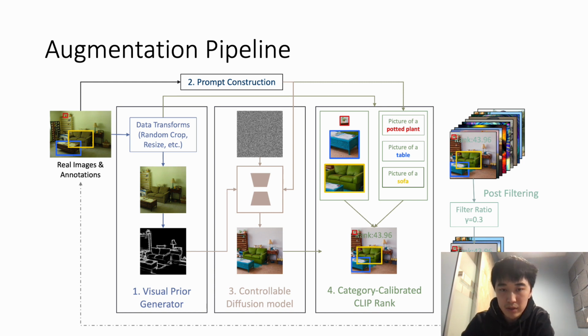And then we calculate the category-calibrated CLIP score for each bounding box. So here for potted plant, for table, and for sofa, we have different score thresholds. And in post-filtering, here we filter out 70% of the data and keep only 30% of the data, and we use the post-filtered data as our synthetic training set.